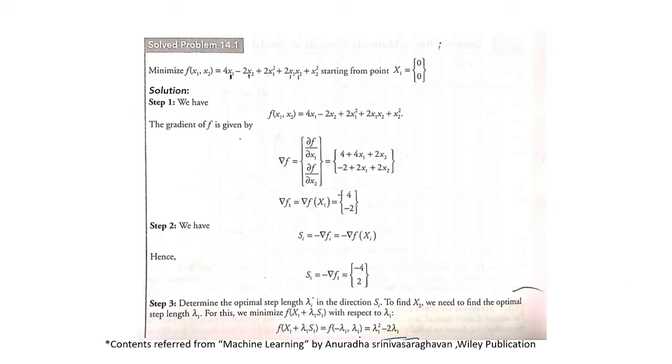Now we will take a numerical example and try to find the optimal solution, or optimal point, for the given quadratic equation. This is the given equation: minimize f of x1, x2.